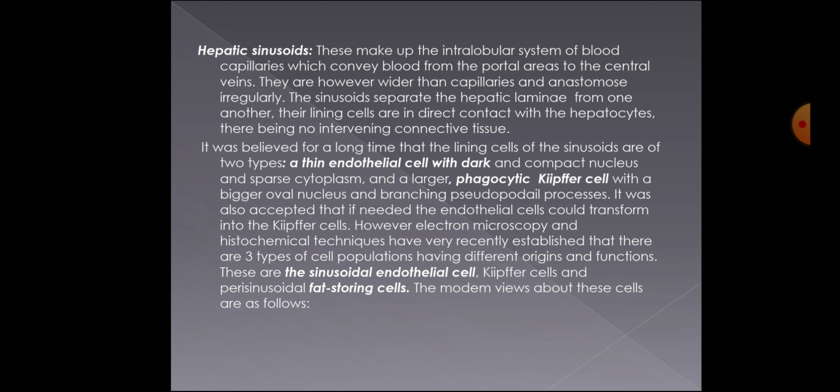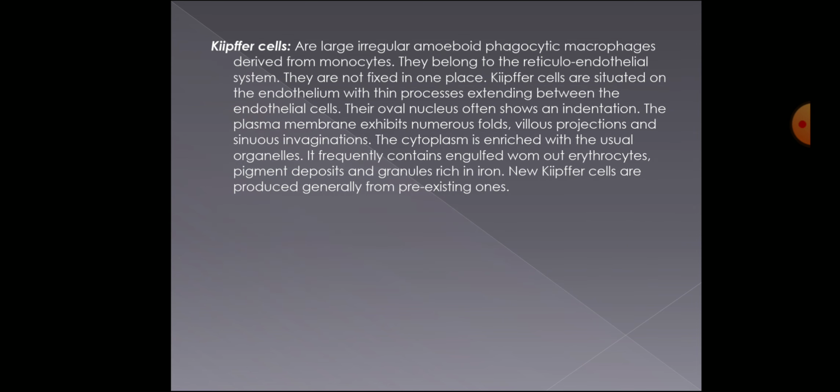The modern view about these cells is as follows. The Kupffer cells are large, irregular, amoeboid, phagocytic, macrophage cells derived from monocytes. They belong to the reticuloendothelial system. They are not fixed in one place. Kupffer cells are situated on the endothelium with thin processes extending between the endothelial cells.